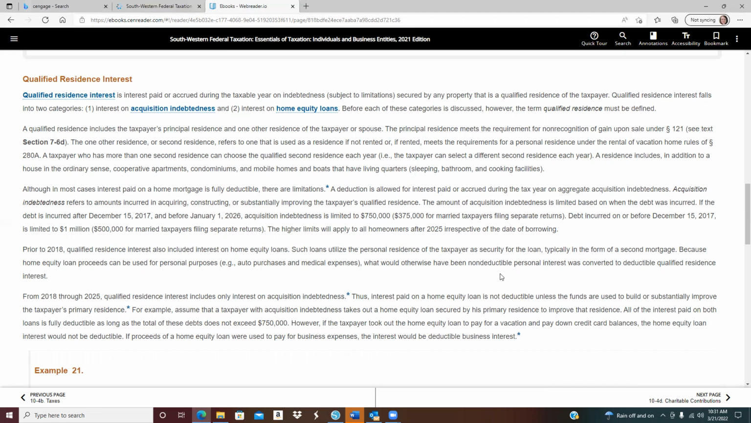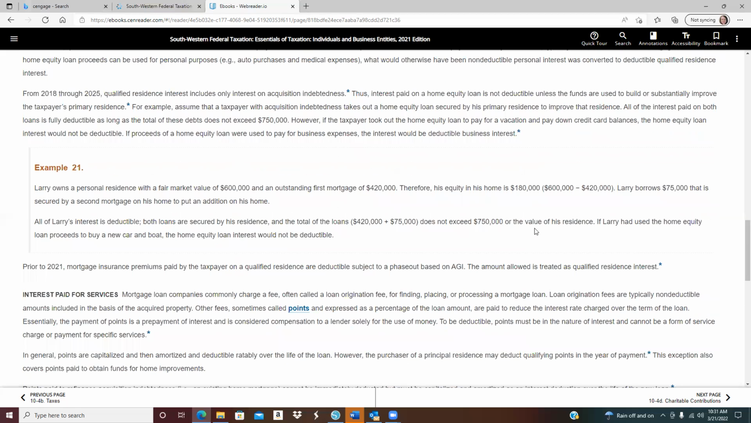So in most cases, interest paid on a home mortgage is fully deductible and there are no limitations. A deduction is allowed for interest paid or accrued during the tax year. And acquisition indebtedness refers to the amount used in acquiring, constructing, or improving the taxpayer's qualified residence. So let's just start looking at examples before getting into it.